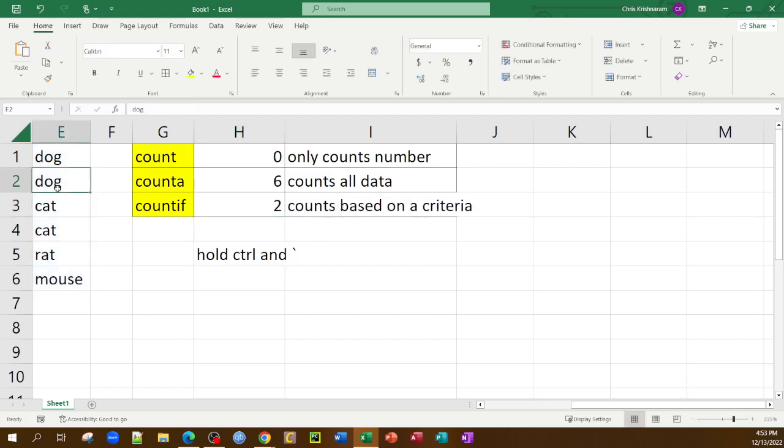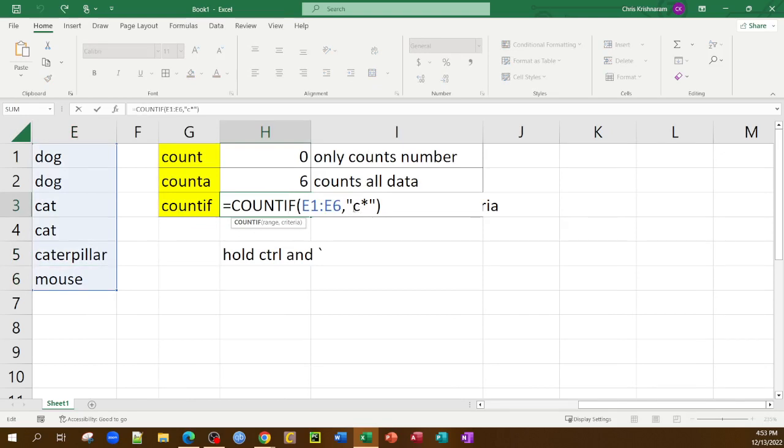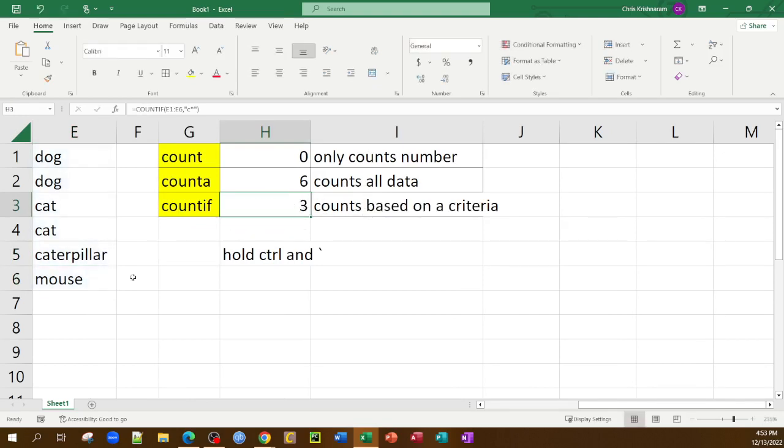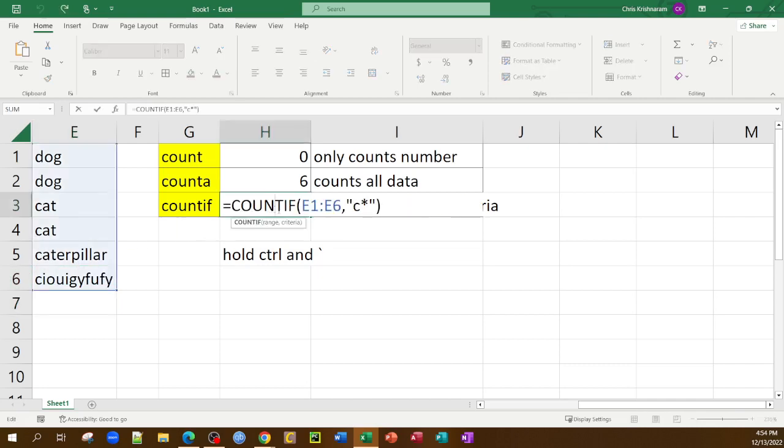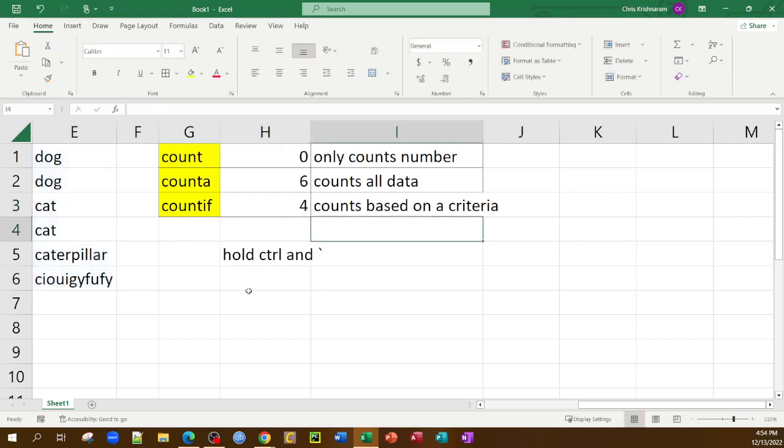So for instance, if I change rat to caterpillar, notice I get 3 there now. Because I have C asterisk, everything that starts with C is going to be counted. If I type in C and anything else, notice I have 4 there now. So try this here. You can look for a particular word. You can try the wildcard.